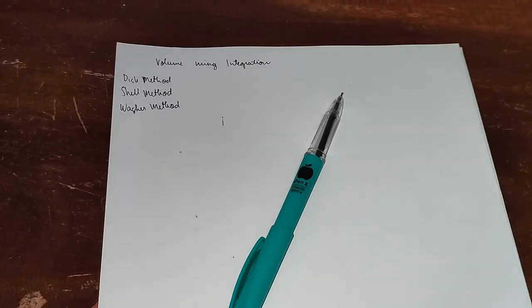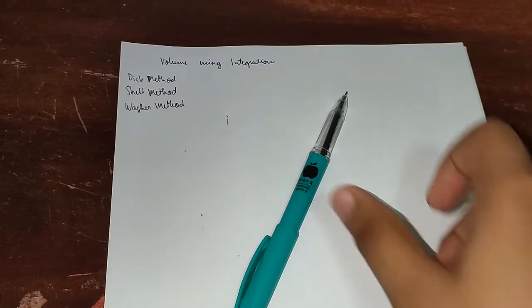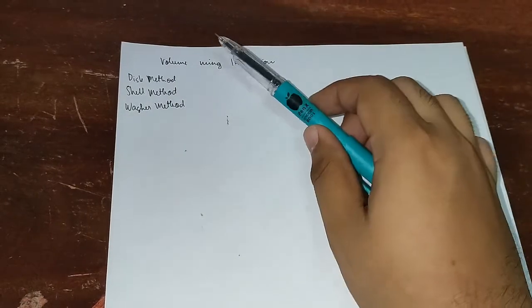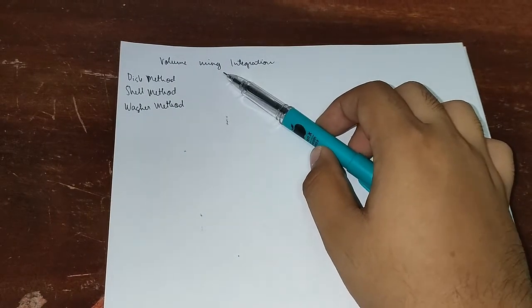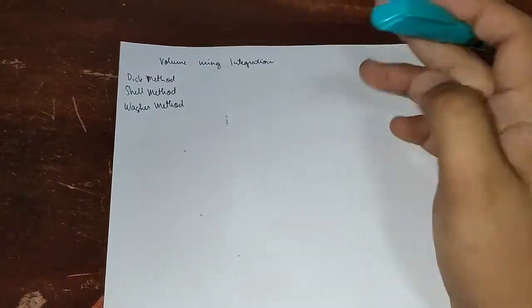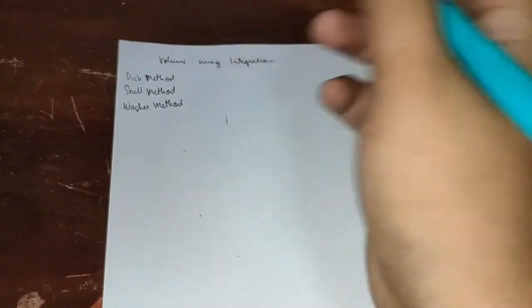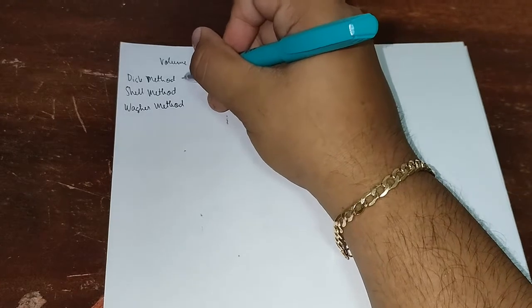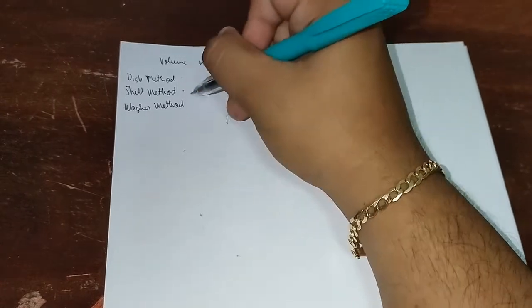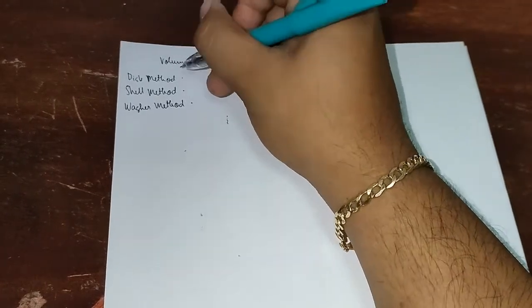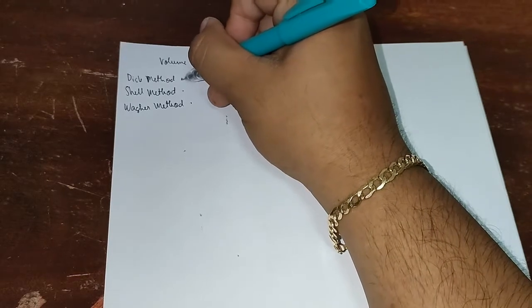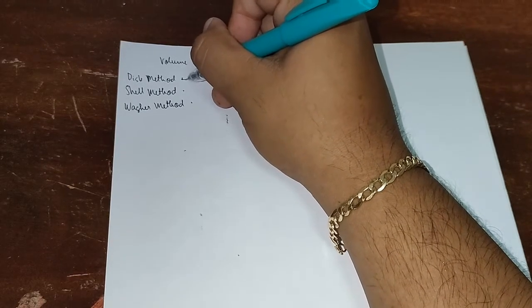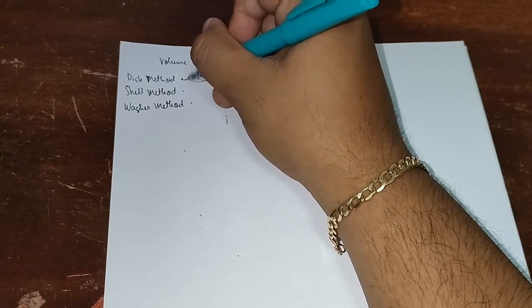Good day everyone, and today's topic is volume using integration. In volume there are three methods, which are the disk method, shell method, and the washer method. But first we're going to do the disk method and give you an example.